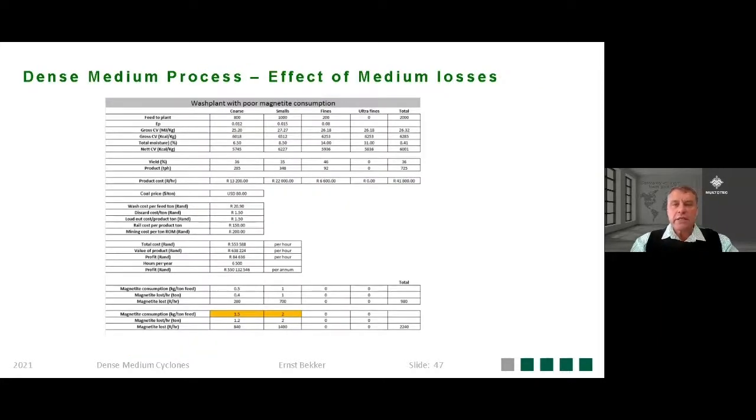And then in terms of the effect of magnetite, in this case it was coal again, but you've got ferrosilicon as well in other processes. If you look at the bottom end here, there's the magnetite consumption that I've used in this calculation, 0.5 kilograms per ton for the coarse fraction and 1 kilogram per ton for the fine fraction. If I increase it to 1.5 and 2, which is not uncommon, then that leads to roughly 8 million rand loss per annum. Do not underestimate the effect that your medium can have on your process.